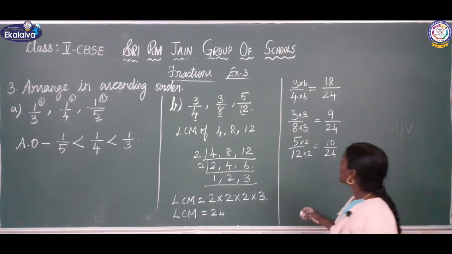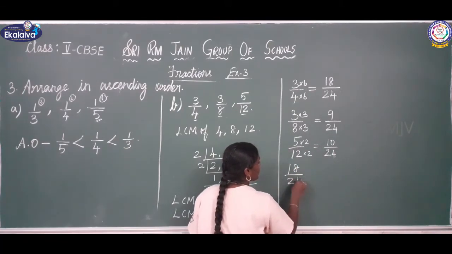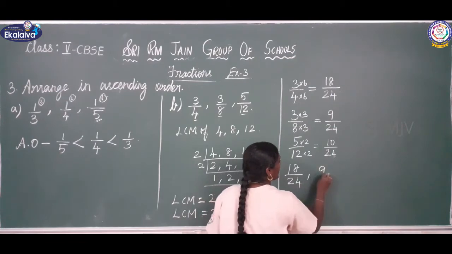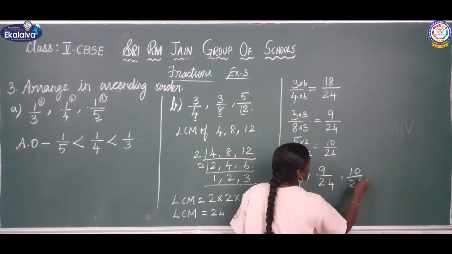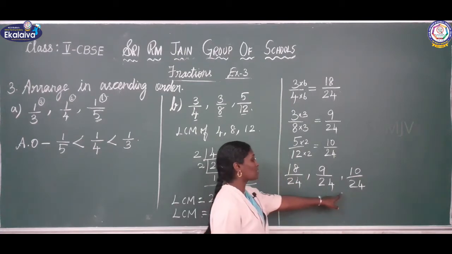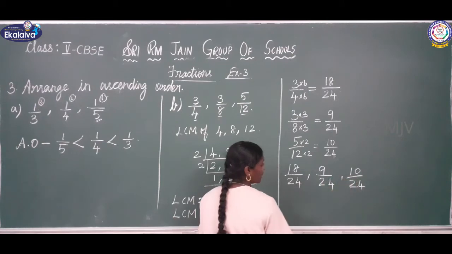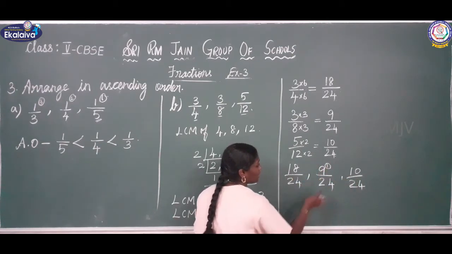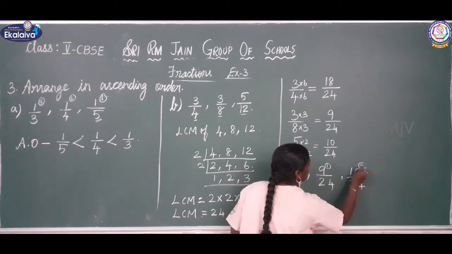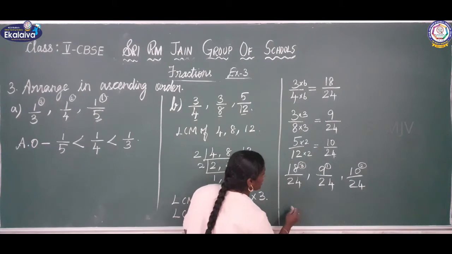These fractions are like fractions. Here 18 by 24 and 9 by 24 and 10 by 24. Now we have to arrange these fractions in ascending order. So we have to compare the numerators. Which is smaller? 9 is smaller. Then the next one 10, 10 by 24. Then 18 by 24 is the greatest.